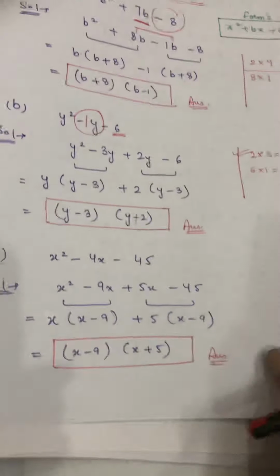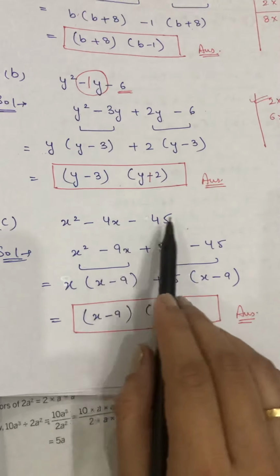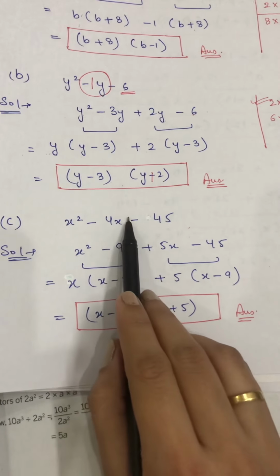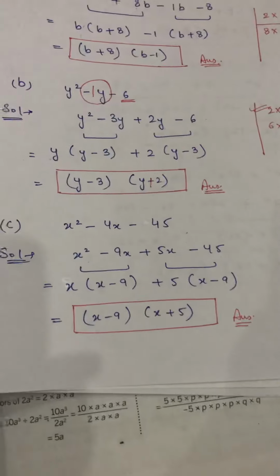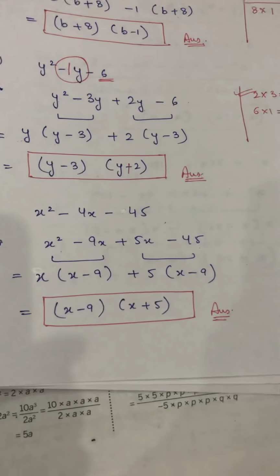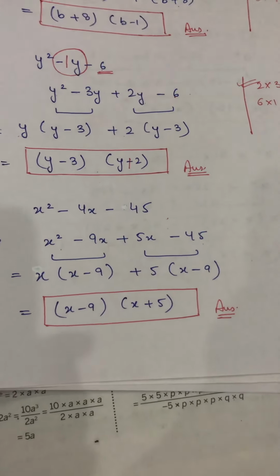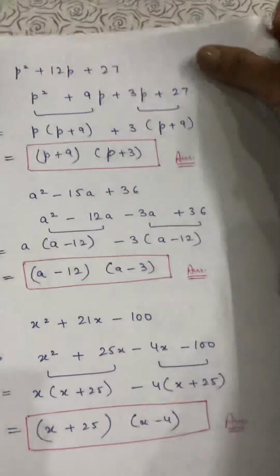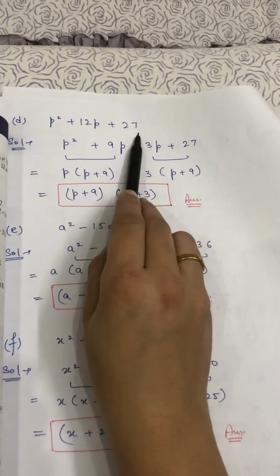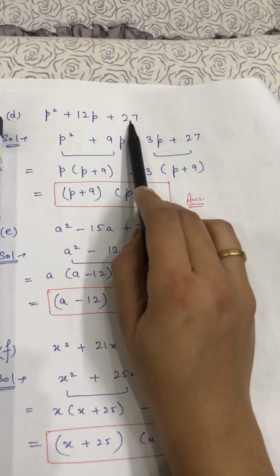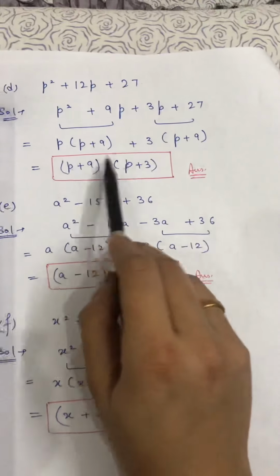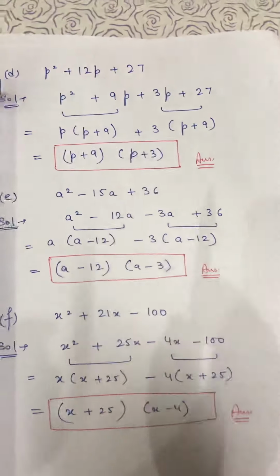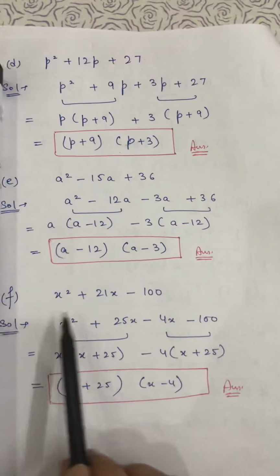Now in this way you have to solve the C part. You have to make factors of the last term and split the middle term. Write this term as it is, this term as it is, and make factors of this. Factors of 45 will be 2 or 3 factors, but you have to take that factor which will satisfy the middle term. Similarly, you have to solve the D part the same way. Take the factors of the last term and split the middle term. Then do pairing, take something common, and use the grouping method. Similarly the E part, similarly the F part.